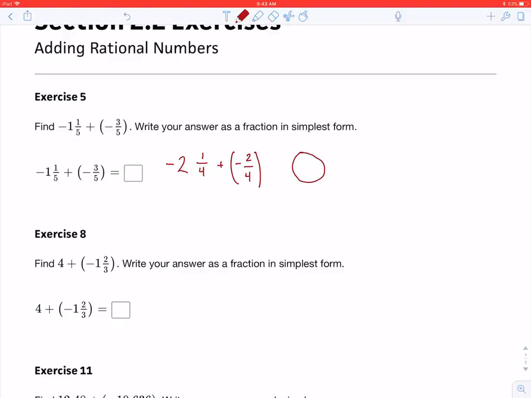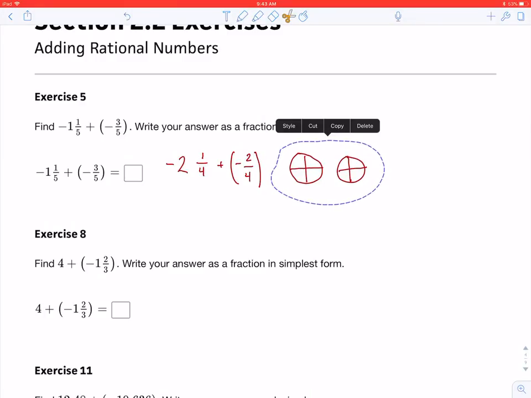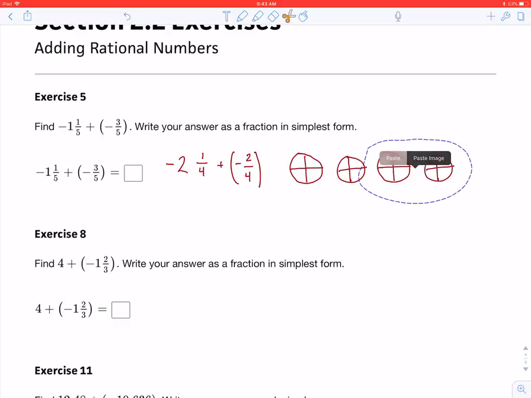Killer. All right. So I've drawn this circle, and I've got -2 and 1/4. So I've got 2 wholes. I should just copy this. So I've got 2 wholes.